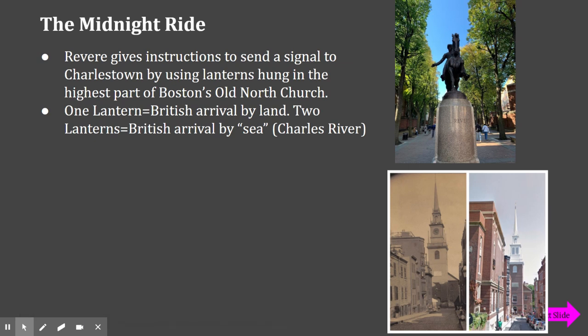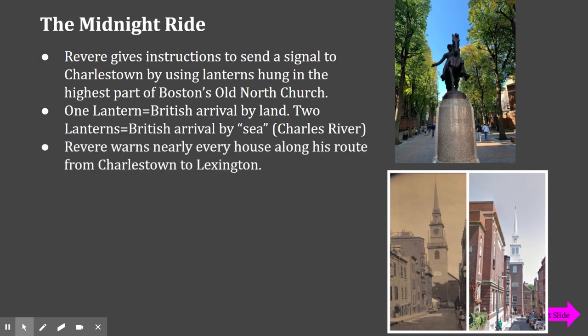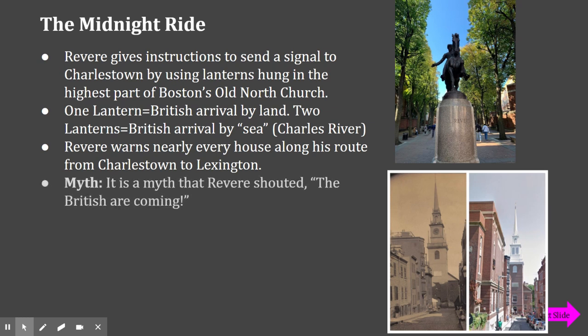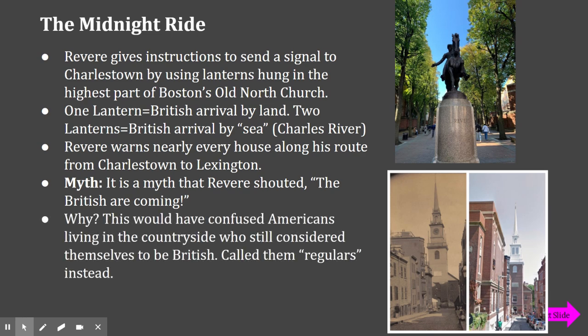One if by land, two if by sea. And by sea, they really mean the Charles River. Revere warns nearly every house along his route from Charleston to Lexington. And the myth is that Revere was shouting, "The British are coming." He was really just talking to people and letting them know it's coming.